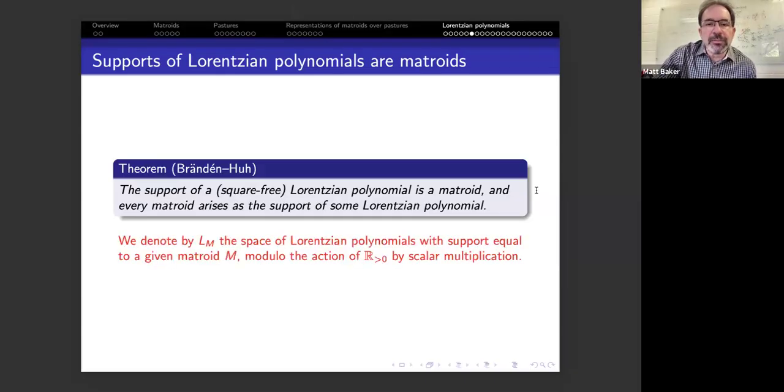So I'll let L sub M denote the space of all Lorentzian polynomials with support equal to a given matroid M. And for various reasons, I actually want to mod out by the action of the positive reals by scalar multiplication. So sort of looking at Lorentzian polynomials in projective space rather than affine space, partly because I want to compare them to matroids, but also because the space is a little more interesting in this case.